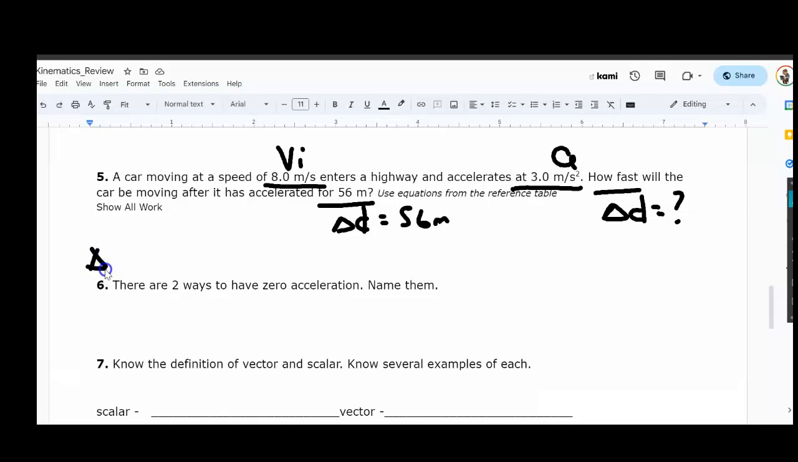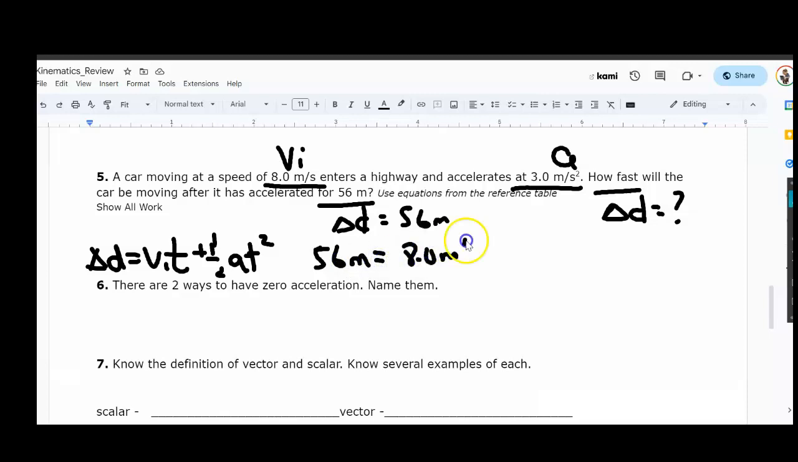We'll use the Regents method. Delta d, so I get some points right here. I get a point for that. 1/2 at squared. Then I've got to substitute with units. 56 meters is 8.0 meters per second times the t that they gave me. Uh-oh, I think I picked the wrong equation.